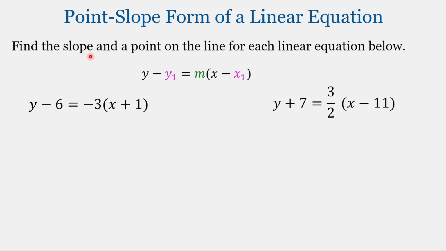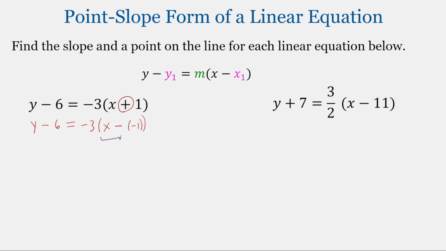Let's practice finding the slope and a point on the line for each of the two equations below. Each of these two equations is written in point-slope form. So let's start by rewriting this equation so we do not have this addition. What we want is y minus something equal to the slope times the quantity x minus another term, our x value. So this becomes y minus 6, with no change on the left side of the equation, equal to a negative 3 times the quantity x. And now, instead of this addition, we're going to convert this to subtraction of a negative. So instead of plus 1, we're going to have minus negative 1.